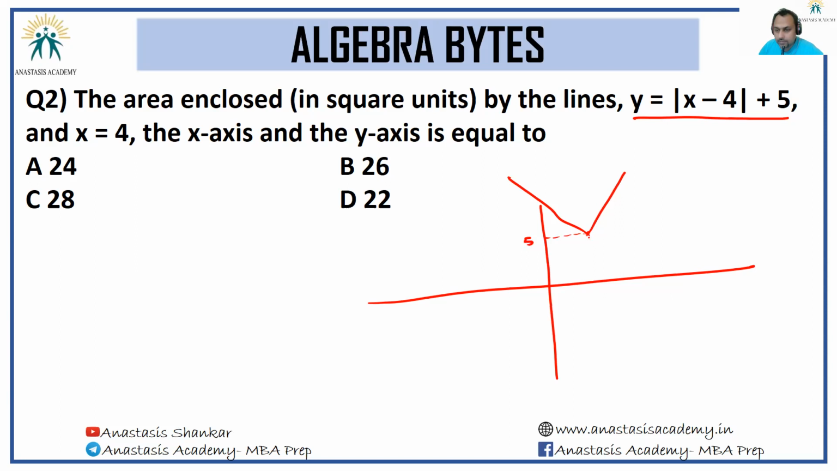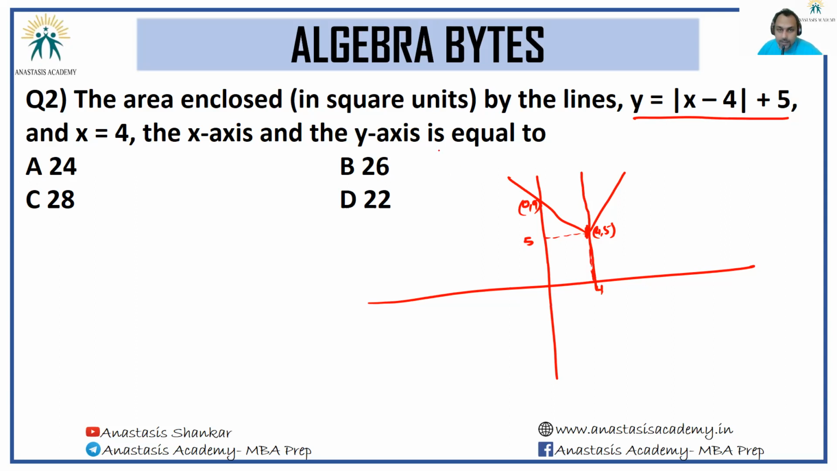This is 5. This is 4. Now look at this. The coordinates here are 4, 5. We are moving at the rate of 1. Where will it cross the y-axis? It will be at 0, 9. Knowing this is useful. And then you have x equal to 4, which is as good as this line now.